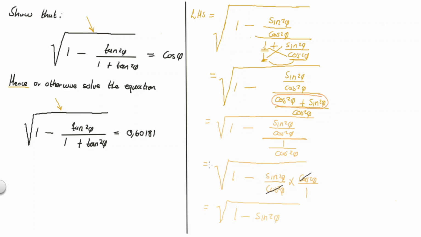Okay, so here I'm like, alright. This 1 minus sine squared theta is also an identity. Do you agree? 1 minus sine squared theta gives cos squared theta. So changing that 1 minus sine squared, you get cos squared theta. So the square root of the cos squared gives us cos theta.